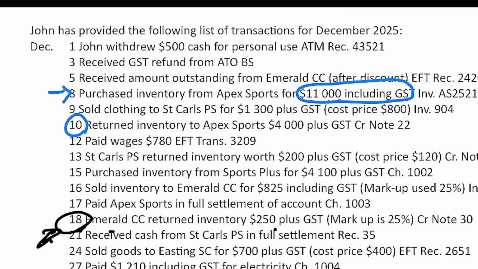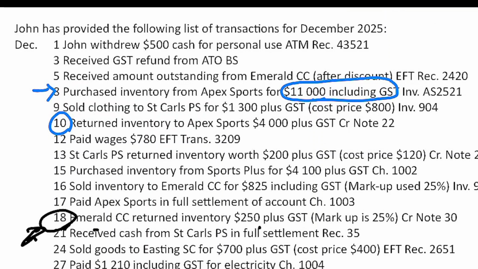Dian, tell me. How much did we sell on the 9th? Tanush, how much did we sell? 1300 plus GST. So altogether 1430. From 1430 you subtract 220. Dian, how much do we subtract? 220. Why is it 220? GST. So everybody is saying 1210, yes?